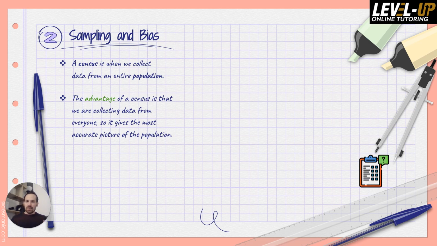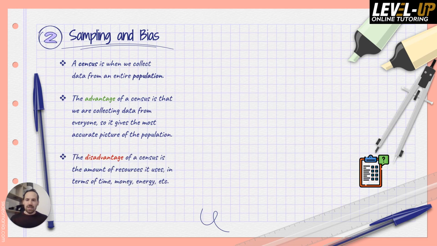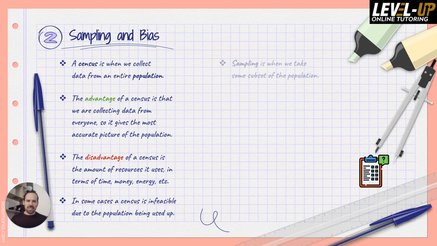An advantage of this is that we're collecting data for everyone, so it gives just a very accurate picture of the population. But the disadvantage is that in terms of time and money and energy and resources, it can just be completely impractical sometimes, especially if the population is used up in the testing process. We'll take a look at examples where that happens, what exactly that means.